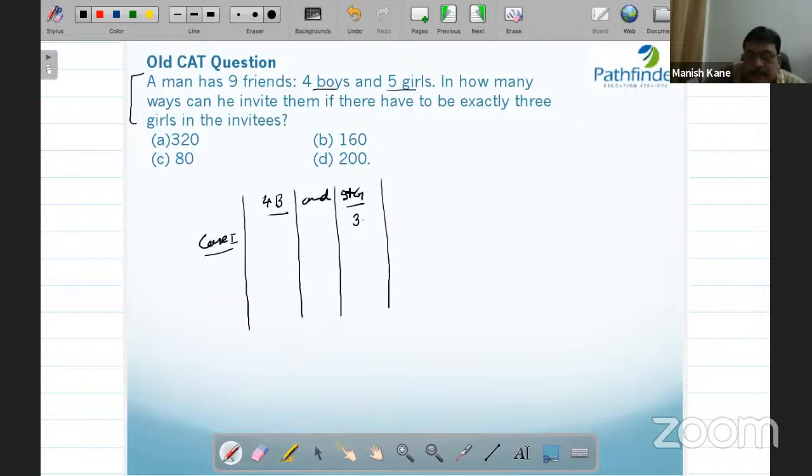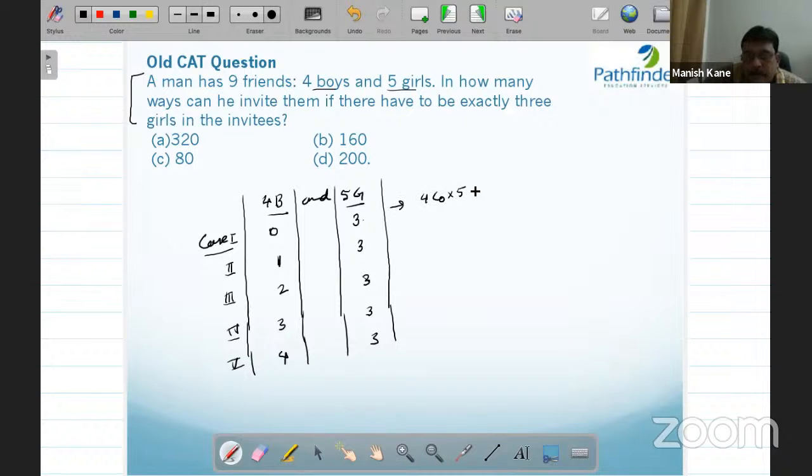In the first case, we have three girls and number of boys is 0. In the second case, we have three girls and one boy. In the third case, three girls and two boys. In the fourth case, three girls and three boys. And in the fifth case, three girls and four boys. So these are the five possible cases, correct? And what will your answer be?